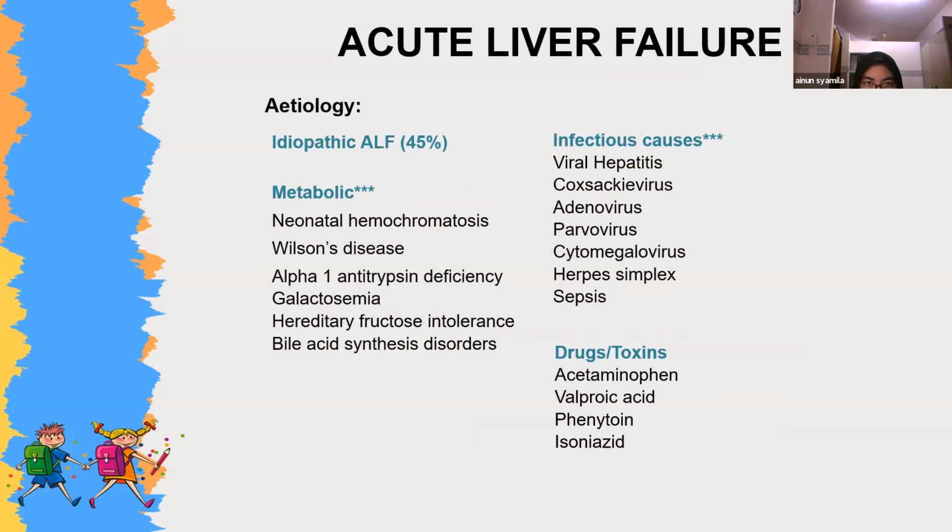Okay, moving on to the etiology of acute liver failure. Based on the textbook and also protocol, it can be divided into a few causes, in which more than 45% is due to indeterminate causes, followed by infectious causes, metabolic causes, drug and toxin, vascular and ischemic, autoimmune and also malignancy. So I will go one by one. However, in the textbook, it stated that the two most common causes, which I starred there, are the infectious causes and the metabolic causes.